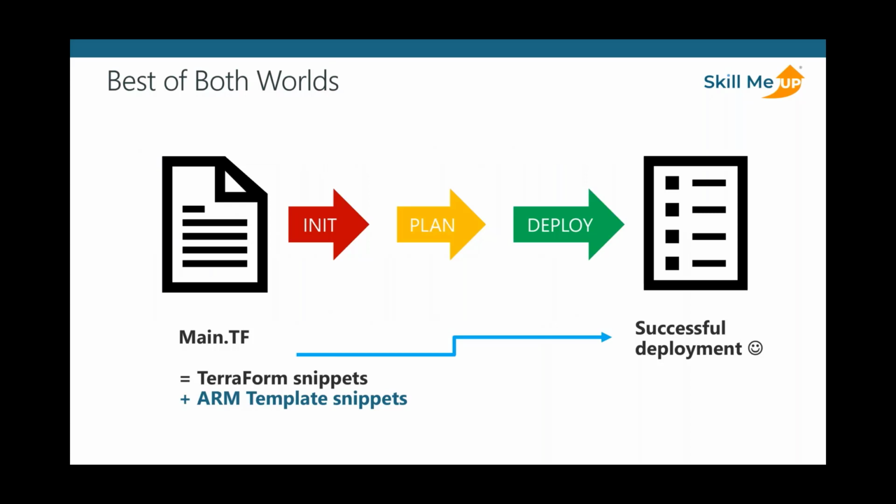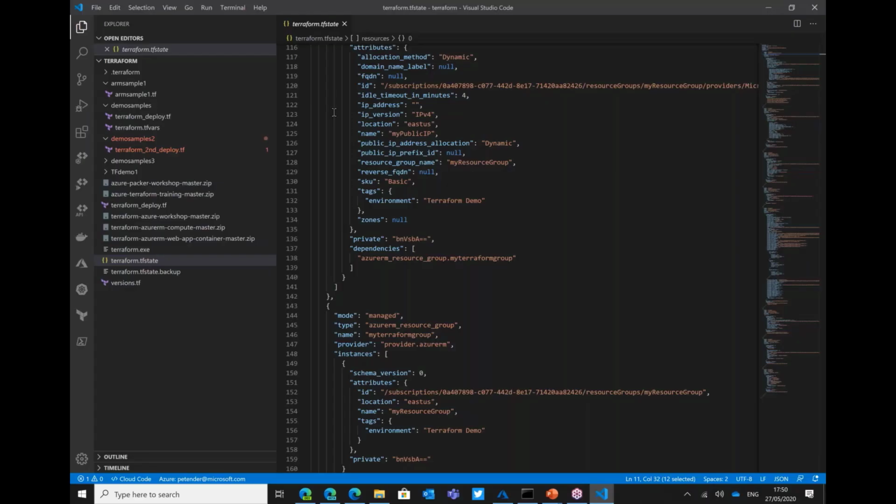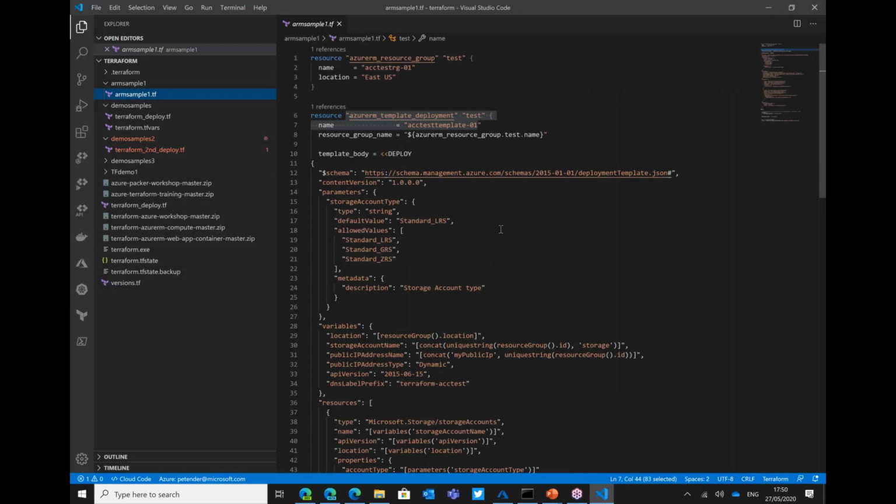So the process is the same. We start with a Terraform deployment file where we're going to reuse everything from the Terraform syntax and at the same time squeeze in 100% ARM template syntax, running through init, plan, deploy again, and eventually having a successful deployment. And the setup would be this one.